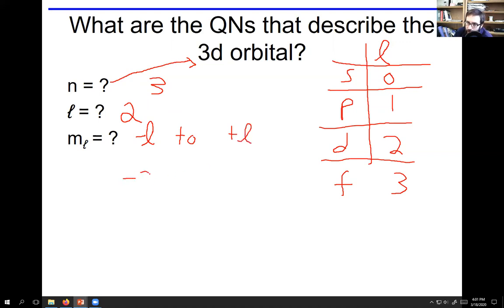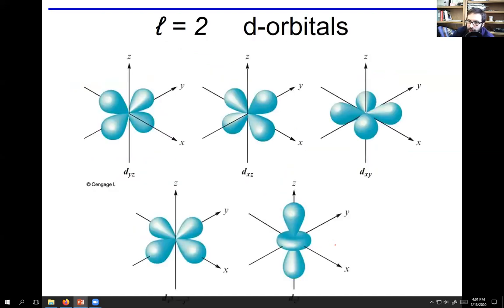So m sub l can be equal to negative 2, negative 1, 0, positive 1, or positive 2. There's 5 different orientations. Why are there 5 different orientations? Those were the 5 different orientations I showed you of the d orbitals, okay? Now it's not xyz, they're more complicated than that, and that's why you get these weird shapes. It has to do with crazy math stuff, but that's why you have 5 shapes, okay?